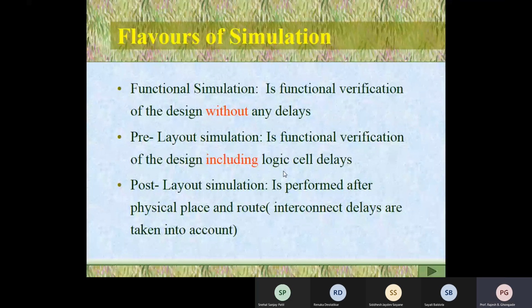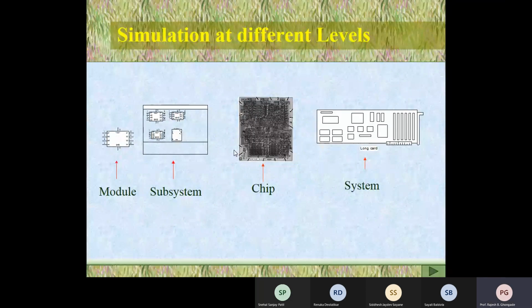Then post-layout simulation is performed after physical place and route, so interconnect delays are taken into account there. So we have three different levels of simulation: functional simulation, pre-layout simulation, which you can also call post-synthesis simulation, and post-layout simulation. So instead of calling it pre-layout, you call it post-synthesis in this case. So we can have simulation carried out at different levels.